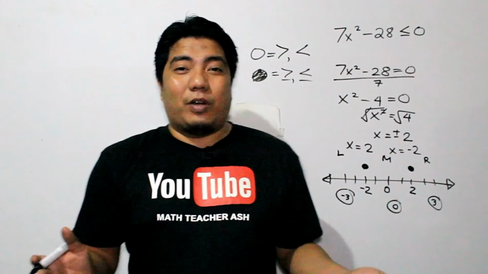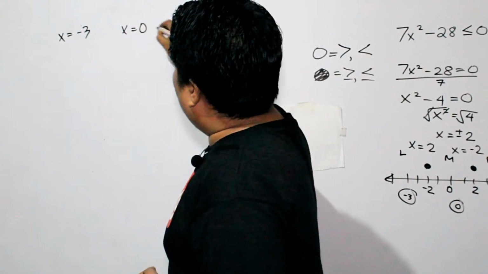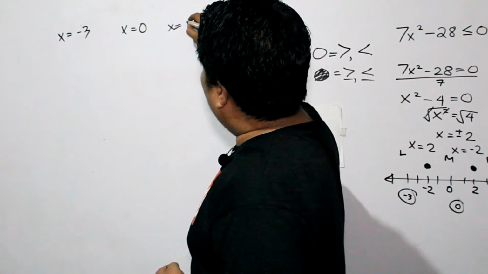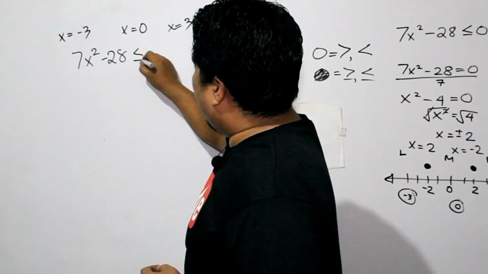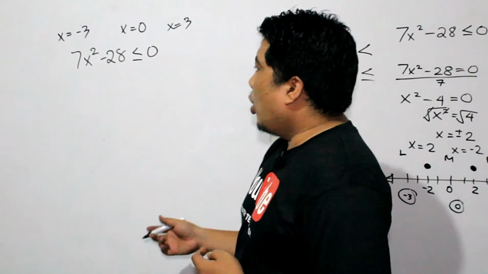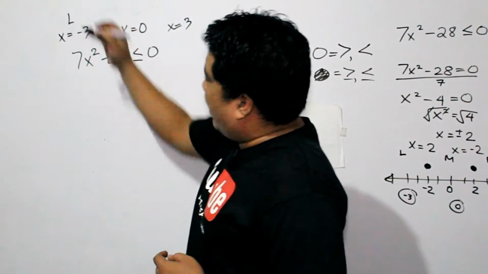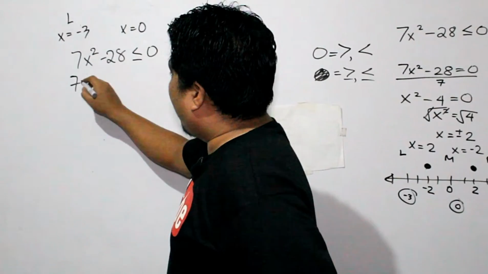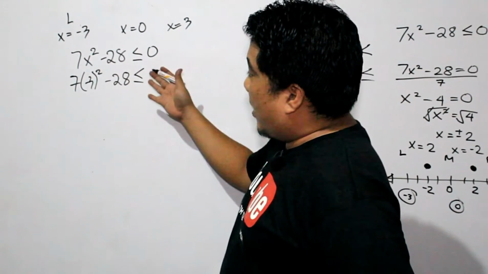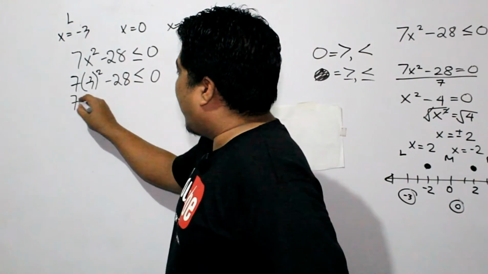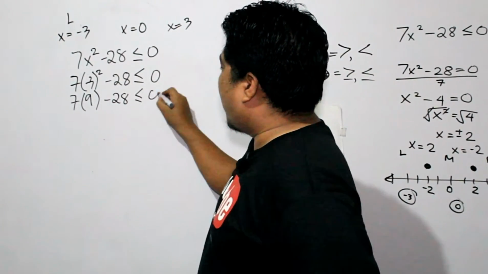So let us test our values. So we have x is equal to negative 3, x is equal to 0, and x is equal to positive 3. And the given is 7x squared minus 28 is less than or equal to 0. So now, this means that I will first check for my left region. So that is 7 times negative 3 squared minus 28 is less than or equal to 0. Negative 3 squared is 9. Minus 28 is less than or equal to 0.